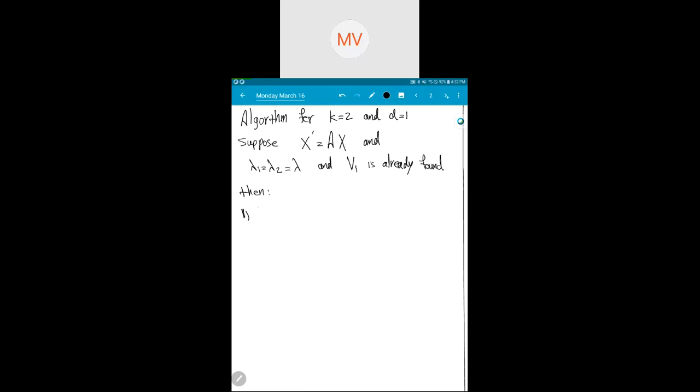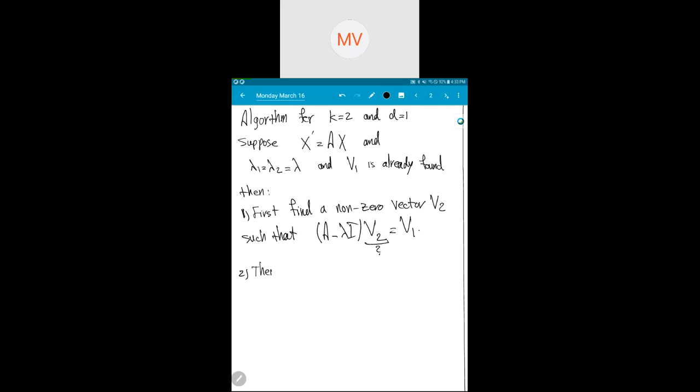First, find a non-zero vector v2 such that A minus lambda I, these are all known, times v2 equals v1, which on that side is known. All we have to do is find this vector. So we set up this system and we find v2. And I'll do an example, you'll see how it goes.